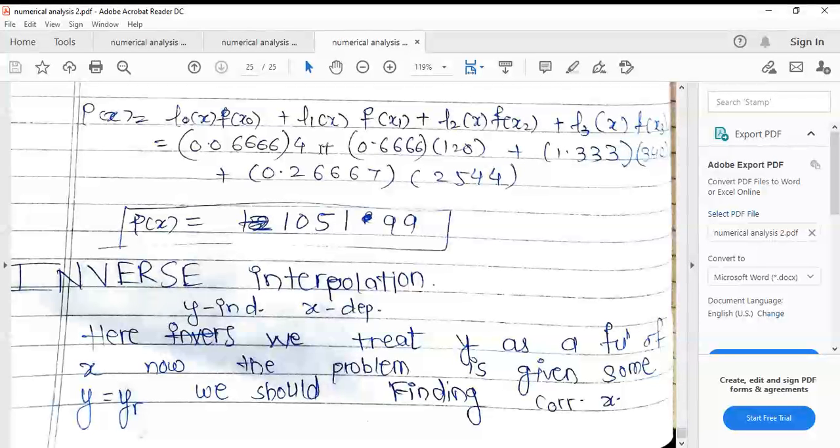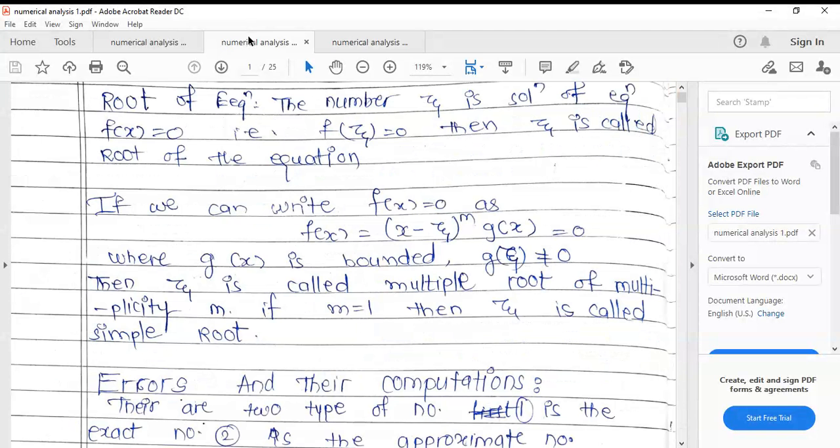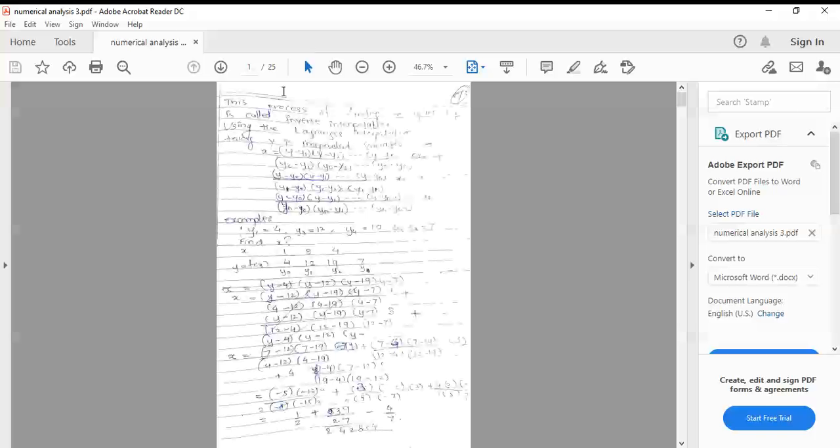Now, in the interpolation form, there is inverse interpolation. In interpolation, the process of finding the value of x from the given values of y is called inverse interpolation. So what is provided to us here? We are provided with the values of x and y.